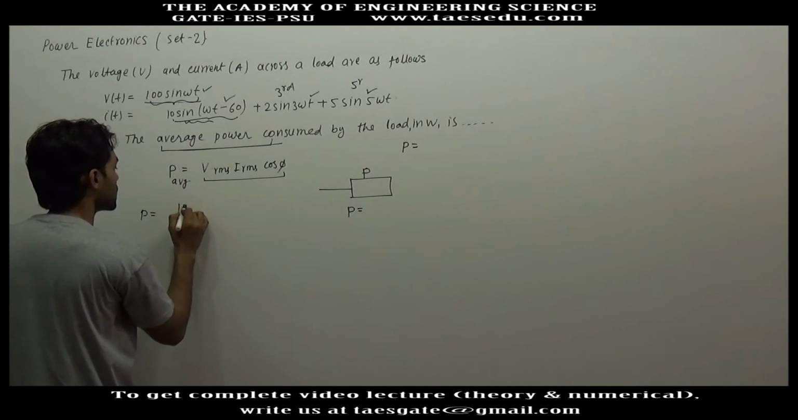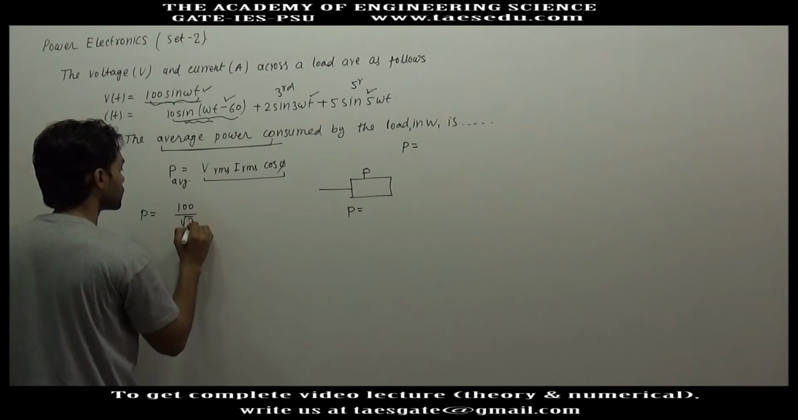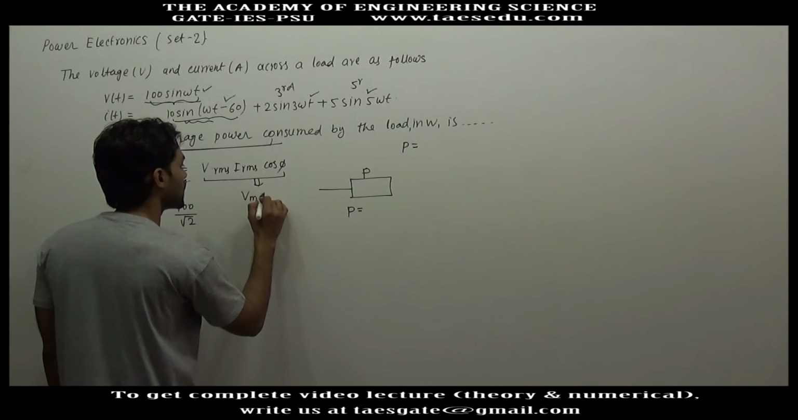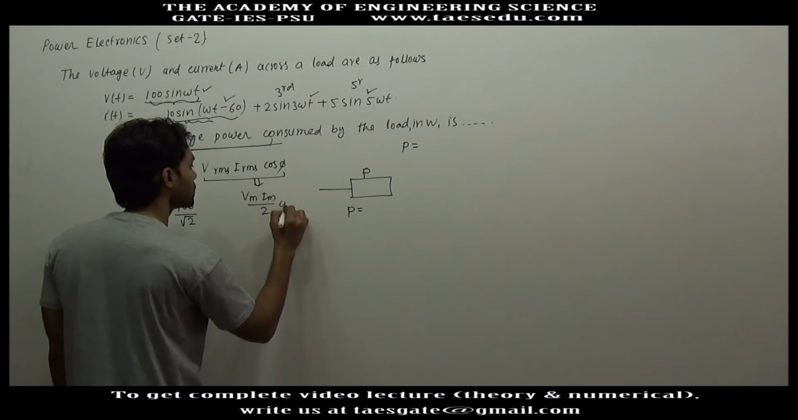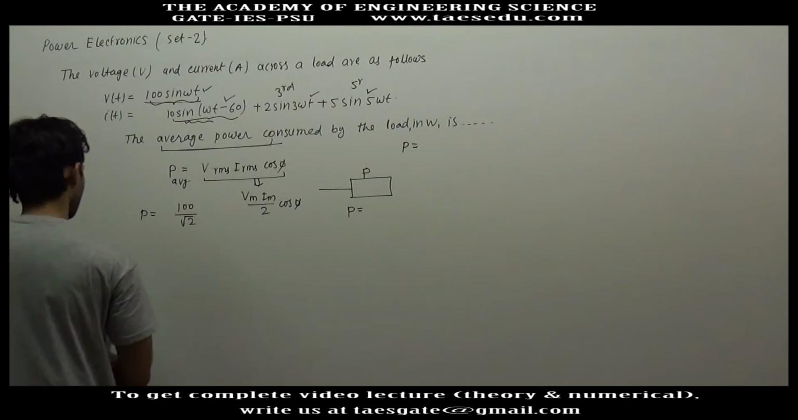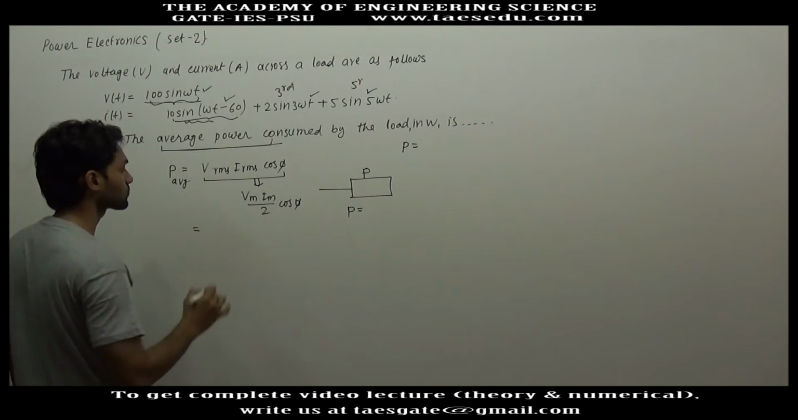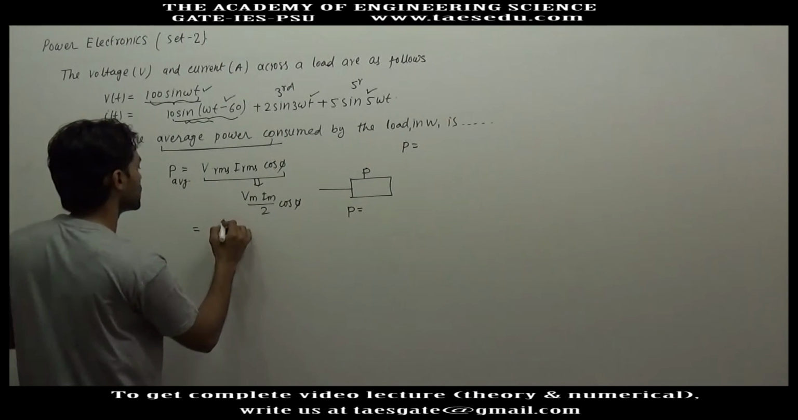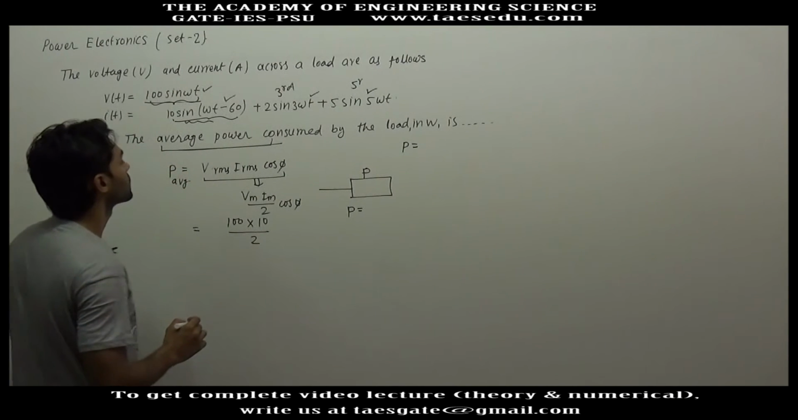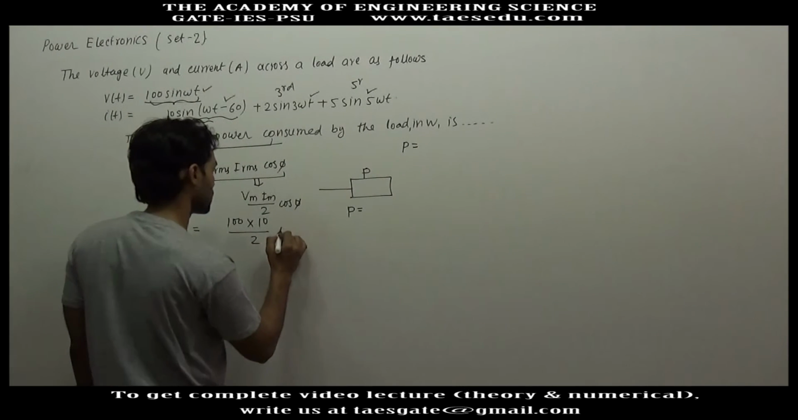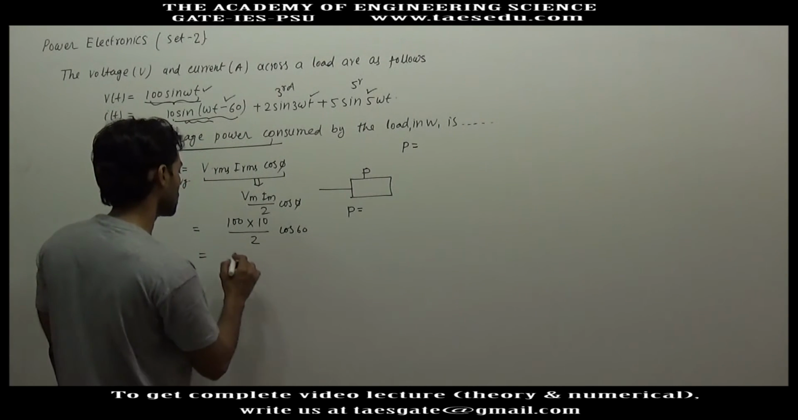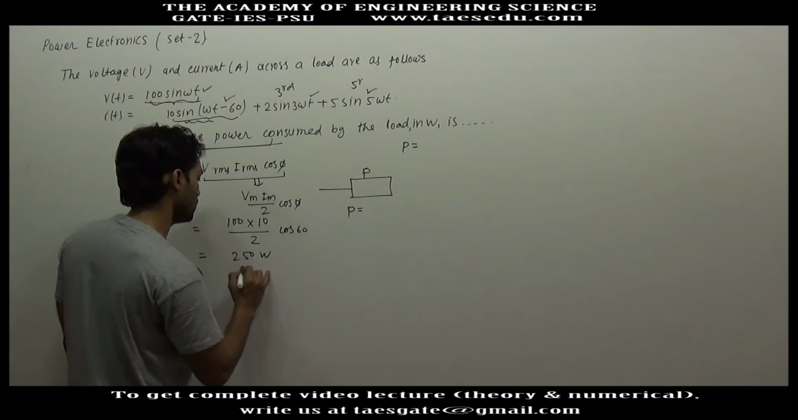So the average power will be Vrms, which is 100 by root 2, times Irms times cos phi. This can also be written as Vm Im by 2 into cos phi. So V maximum is 100 volt, I maximum is 10 ampere, divided by 2, and the phase difference is 60 degree, cos 60. This will give you 250 watt.